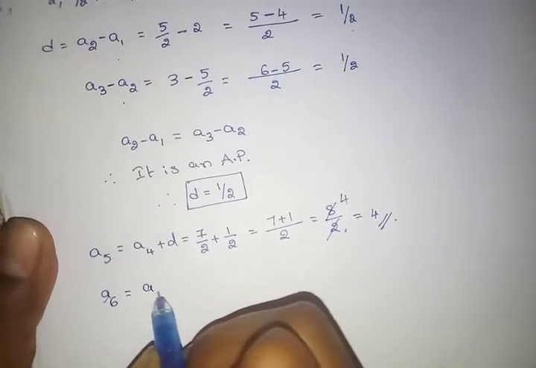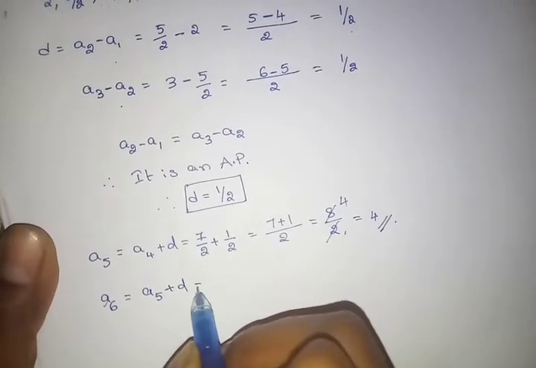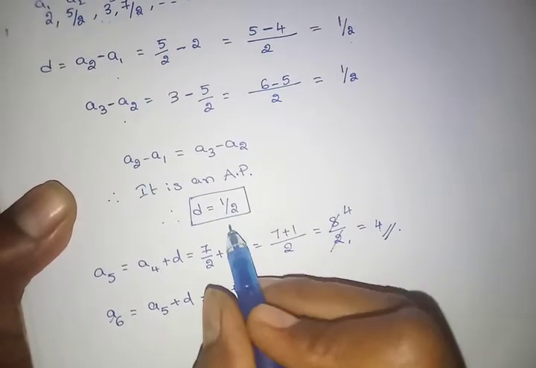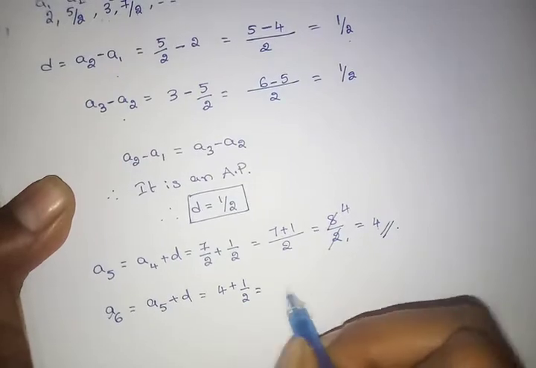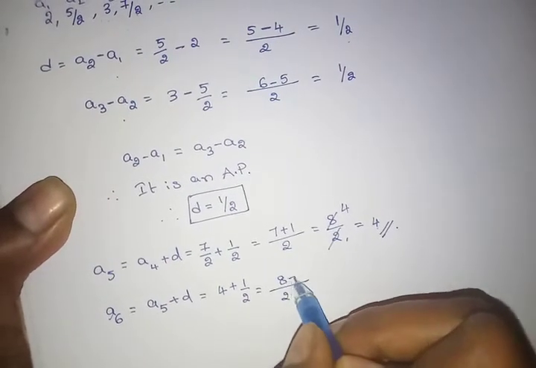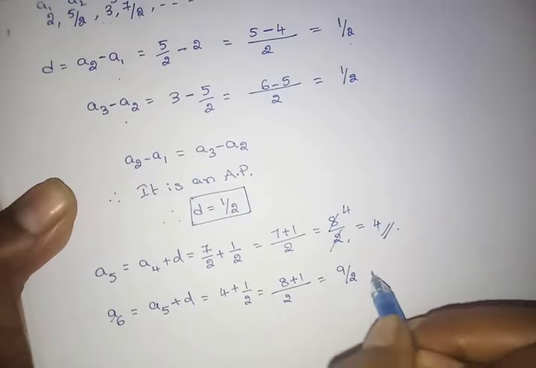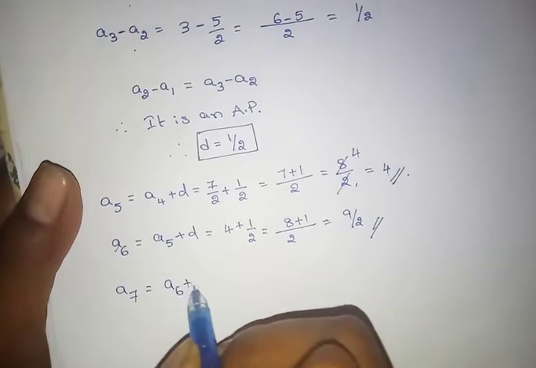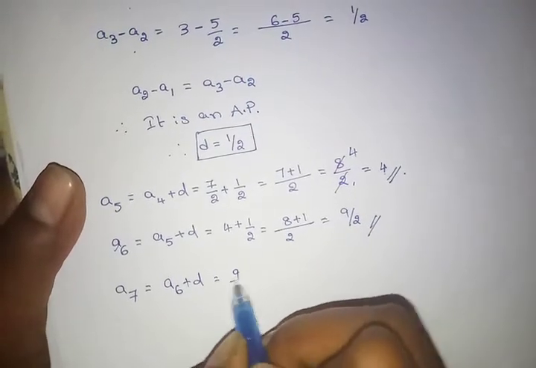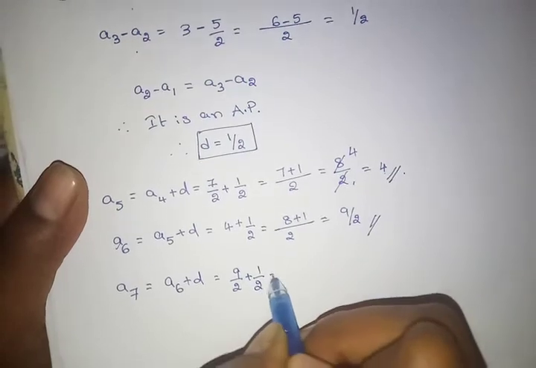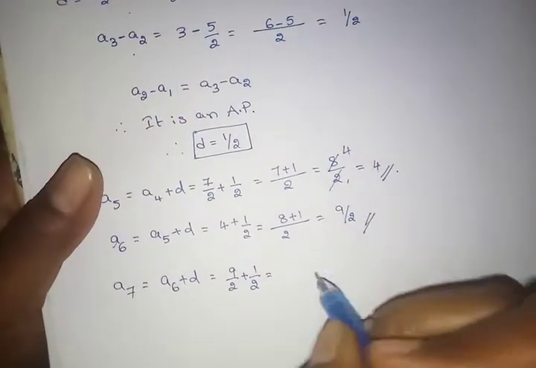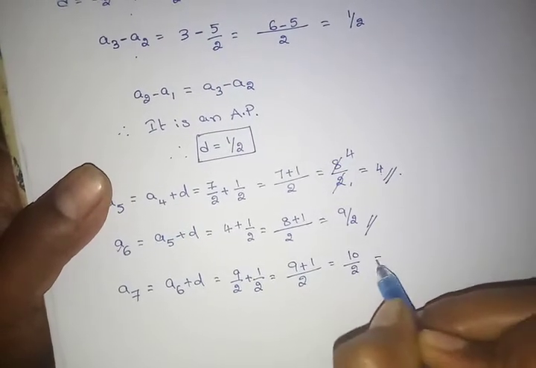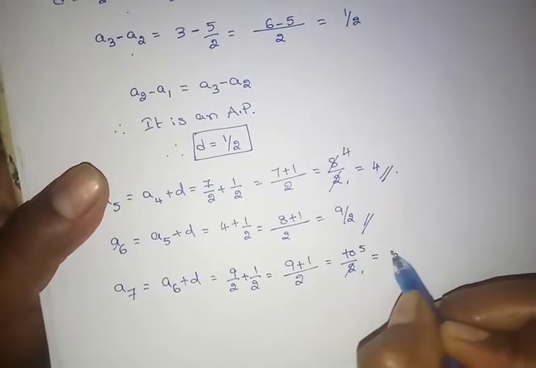Now what is A6 value? A6 equals A5 plus D. A5 value is 4, plus D value 1 by 2. Take LCM. 4 2s are 8 plus 1, that equals 9 by 2. Next, A7 value. A6 plus D equals 9 by 2 plus 1 by 2. Same, LCM 2. 9 plus 1 equals 10 by 2, which equals 5.